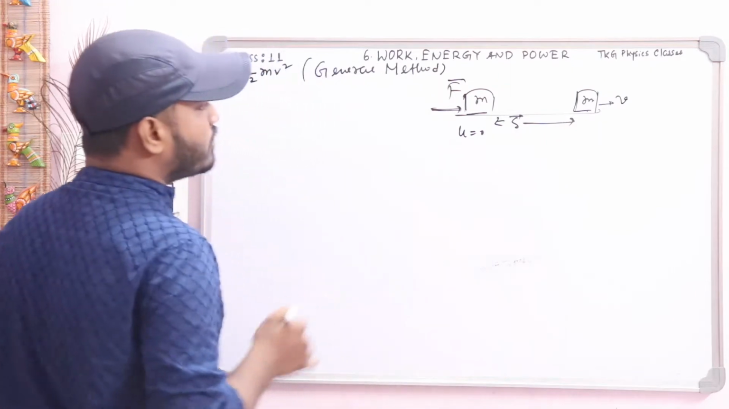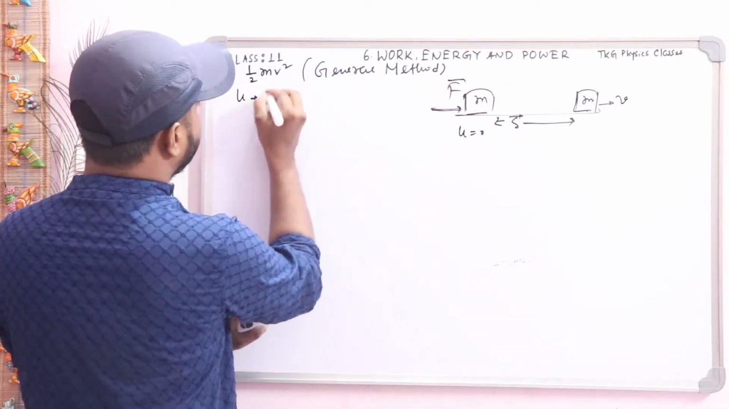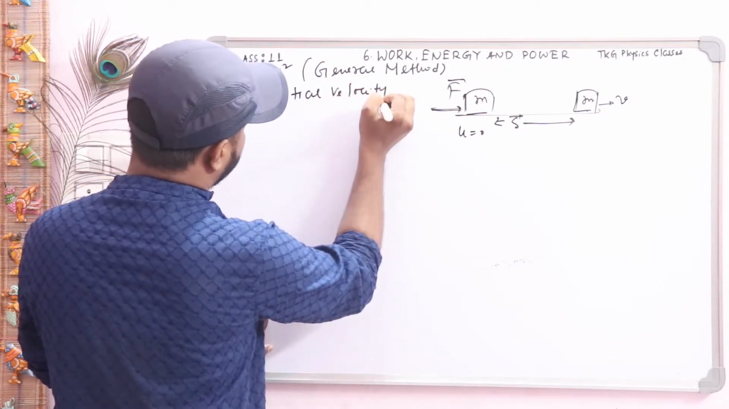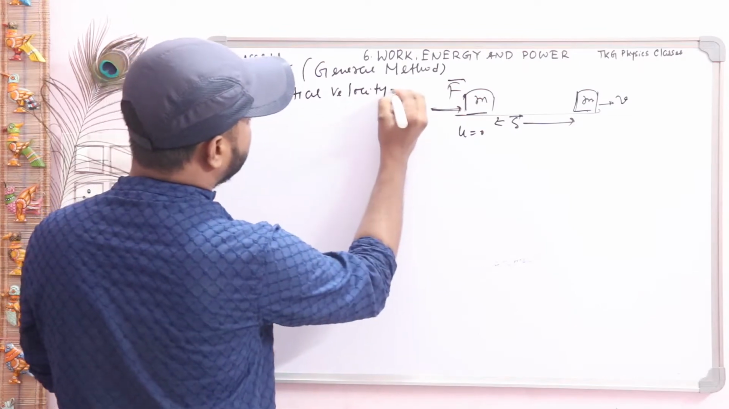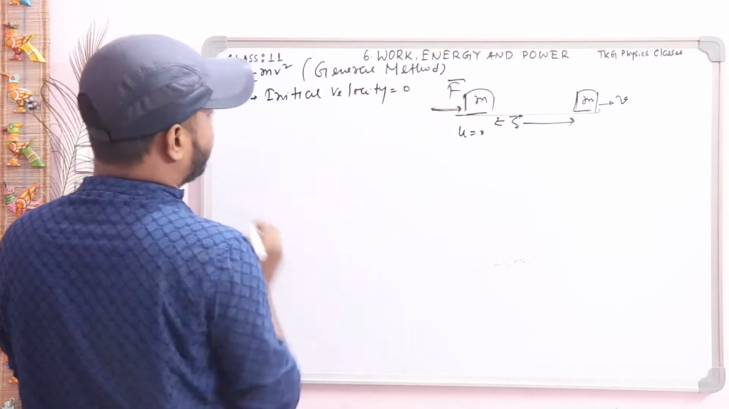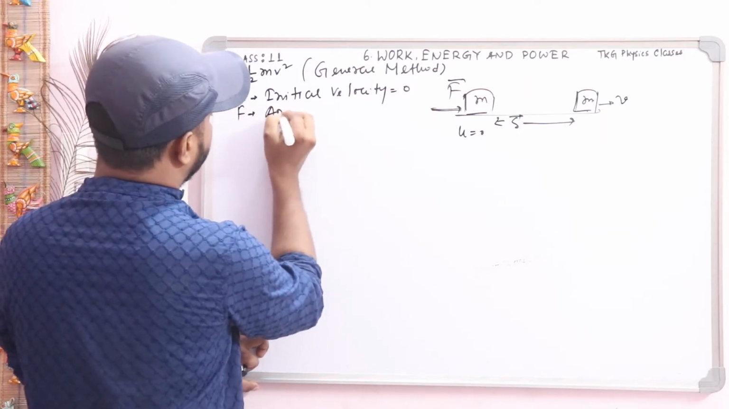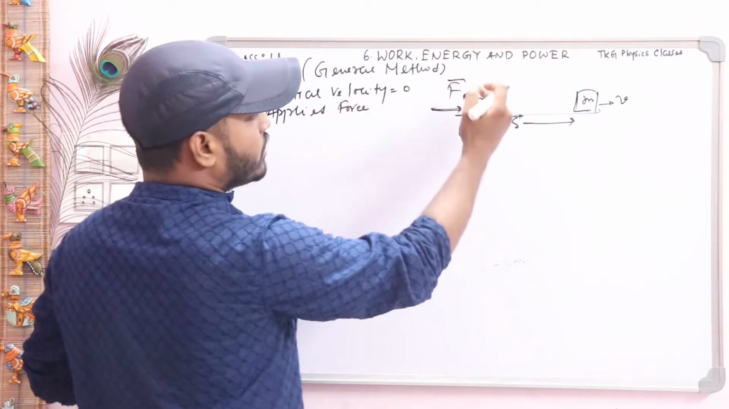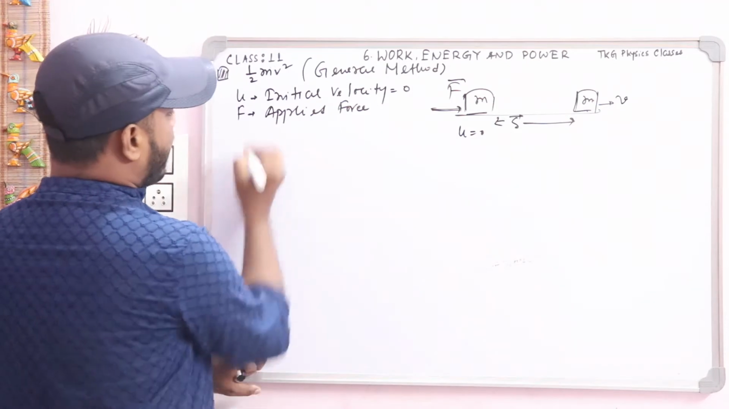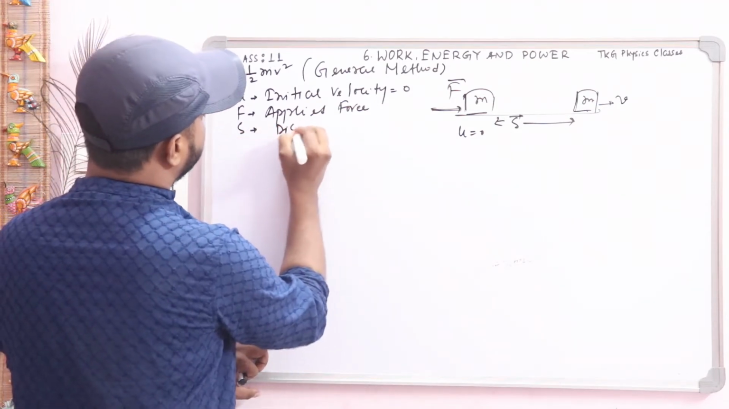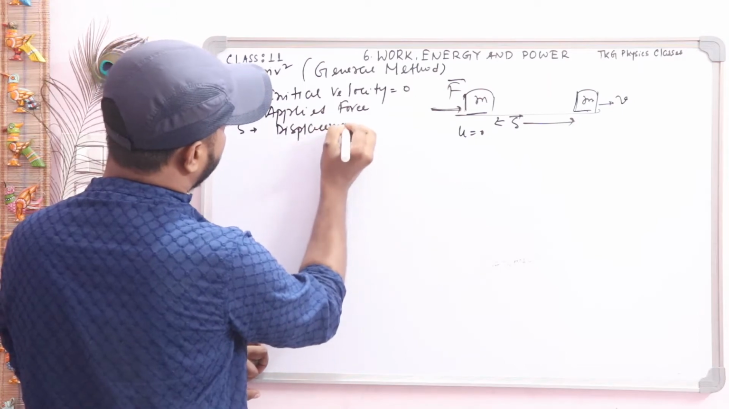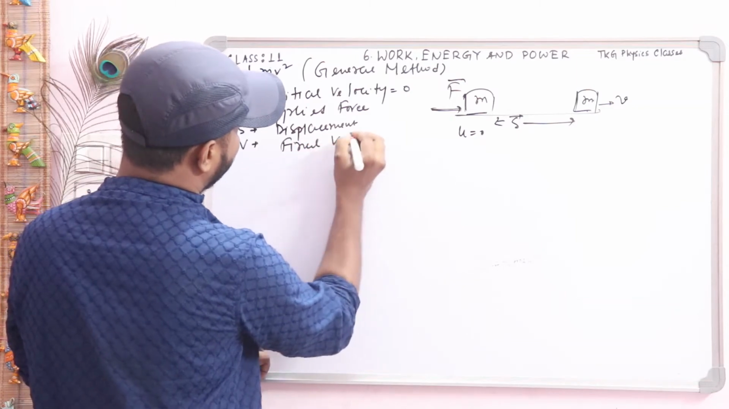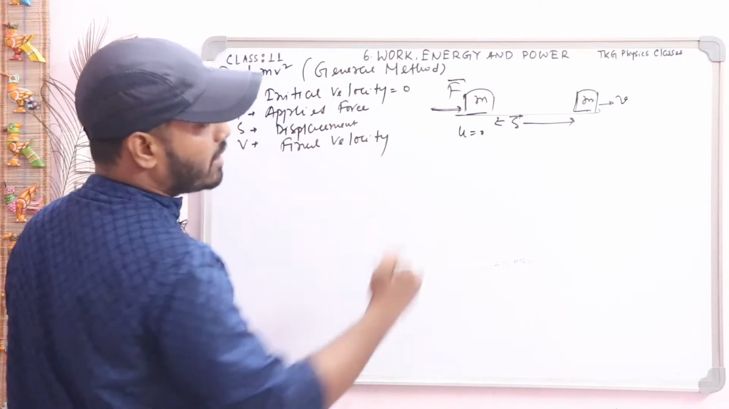So at first you write, what is u? u is the initial velocity, right? Here the body is initially at rest, so the value of u here is 0. What is F? F is the applied force which acts on the body, and that's why the body displaces. What is S? S is the displacement. What is v? v is the final velocity attained by the body after some time t.